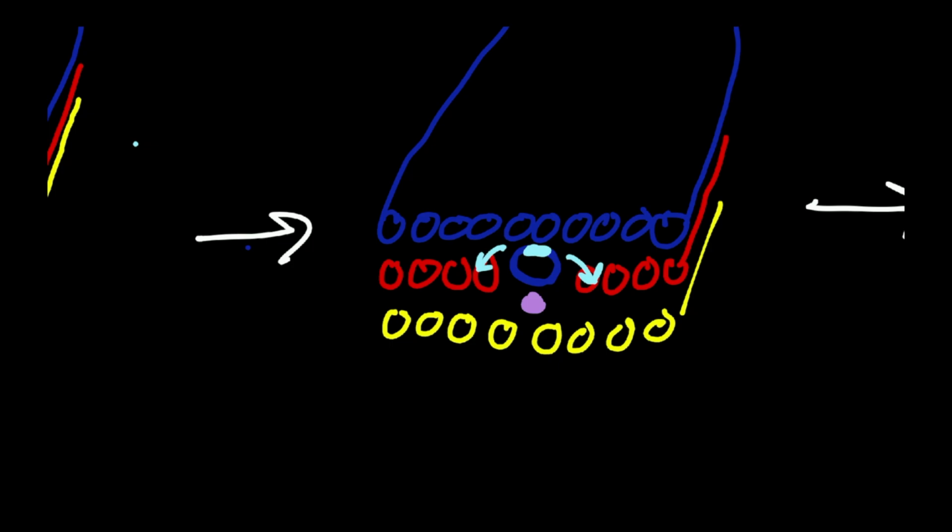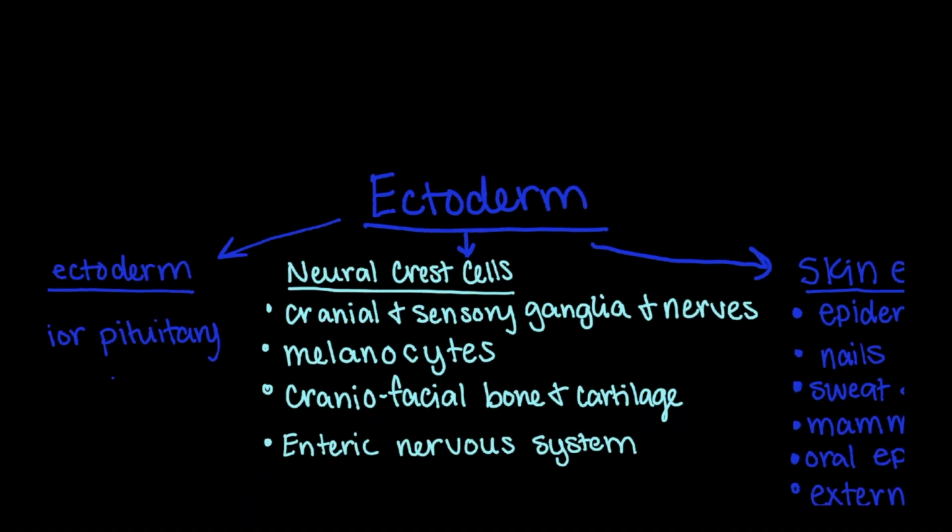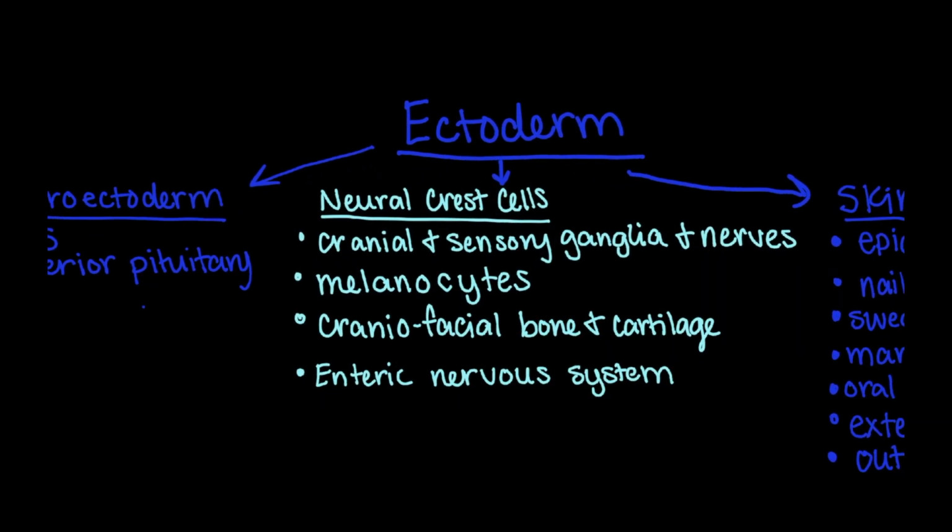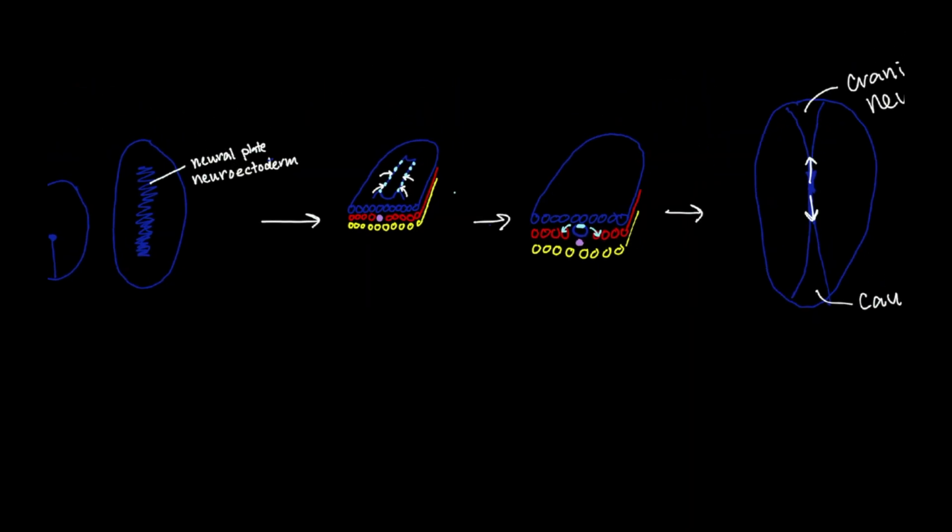And they have a lot of functions. Neural crest cells are often called the fourth germ layer due to their remarkable versatility. And we'll look at some of those functions here. Neural crest cells will form the cranial and sensory ganglia nerves, melanocytes, those will form the pigment in the skin. Neural crest cells will form the craniofacial bone and cartilage, the enteric nervous system. So they perform a lot of functions.